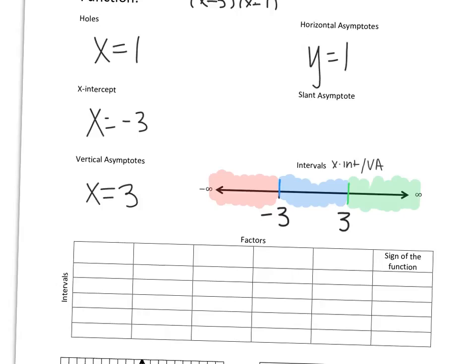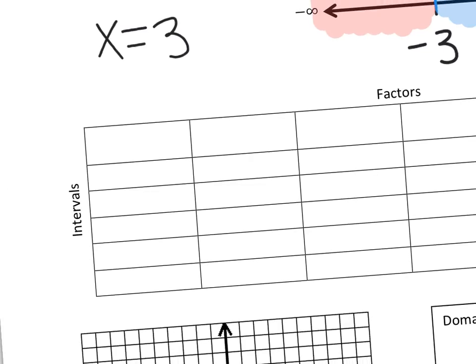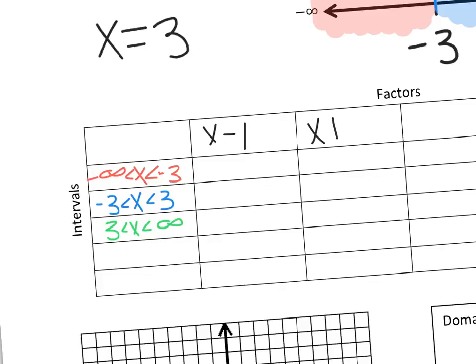So I'm going to go ahead and fill those in on my chart. So -infinity is less than x, which is less than -3. -3 is less than x, which is less than +3. And +3 is less than x, which is less than infinity. And then I also need to write in my factors along the top side. So the factors were all 4 of our factors that we came up with. We include every single one of them, even if they show up more than once, we still write it, because it's important for us to have all those in there.